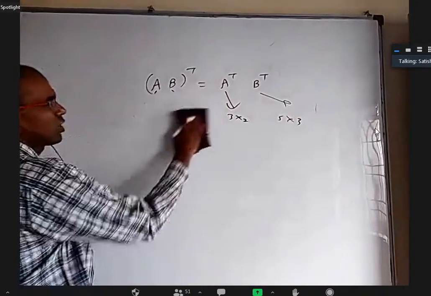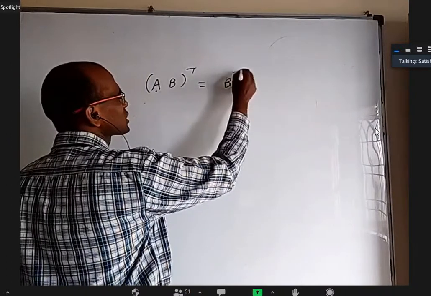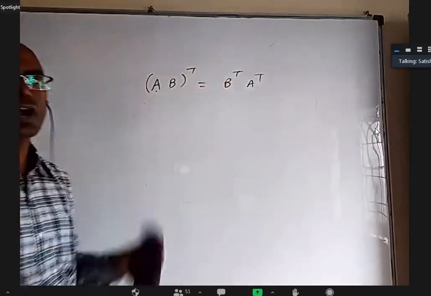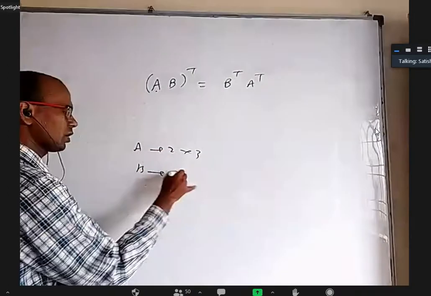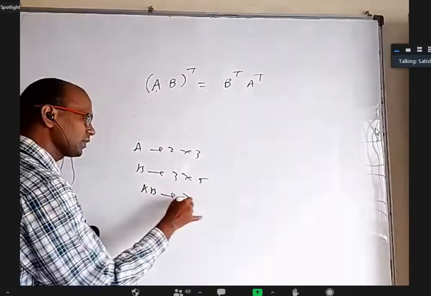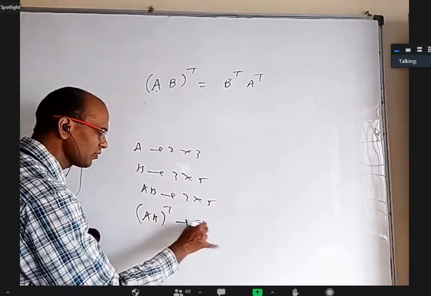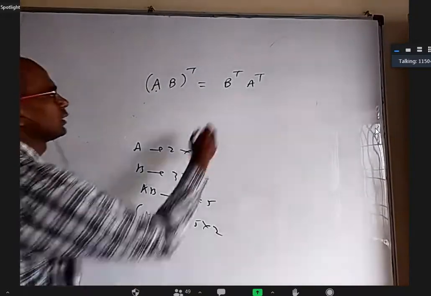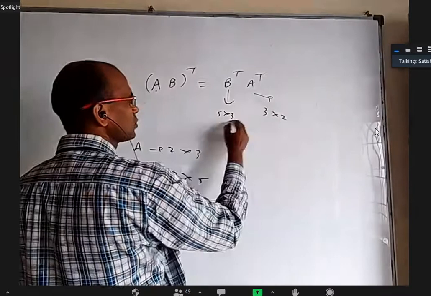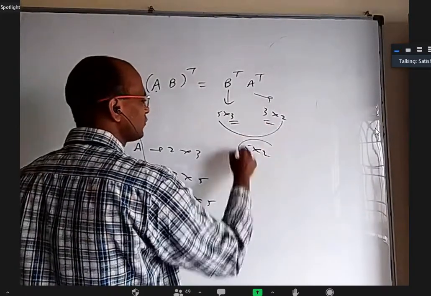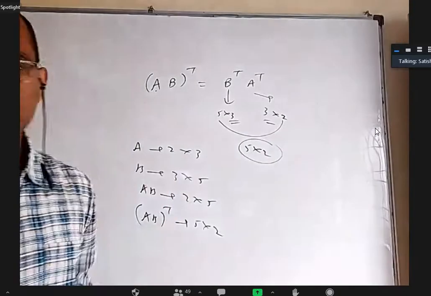That's why AB whole transpose is equal to B transpose into A transpose. It is not just about the order, I'll give you some idea. At least the order will match. If we take A of order 2 by 3 and B of order 3 by 5, AB is of order 2 by 5, and AB whole transpose is 5 by 2. B transpose alone is 5 by 3, and A transpose alone is 3 by 2. The product order will be 5 by 2. So this is also a 5 by 2 matrix. At least the order is matched.